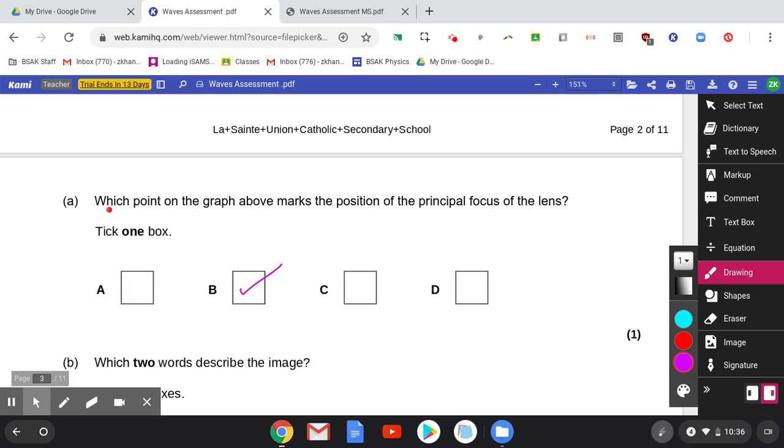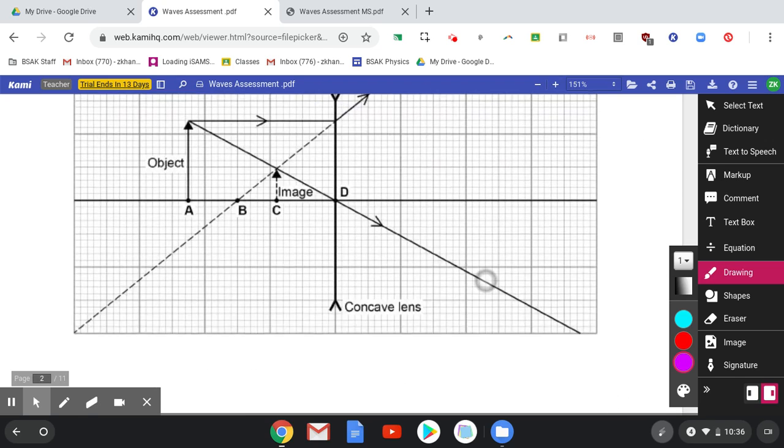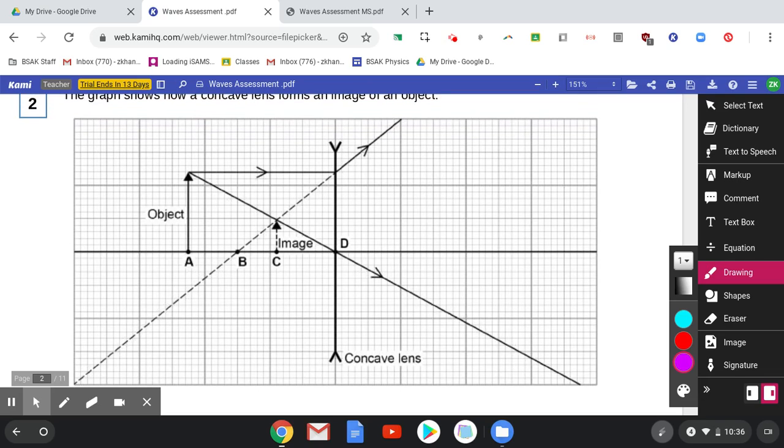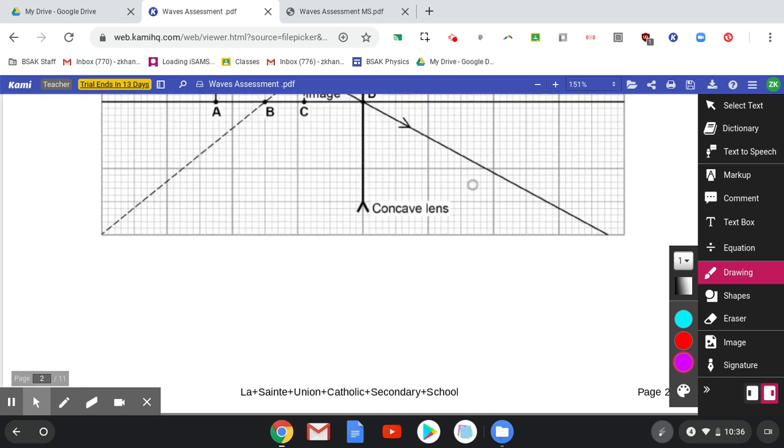So it says, which point on the graph marks the position of the principal focus? So where the light is refracting outwards on a diverging lens, on a concave lens, that ray actually extrapolated back crosses this line here, which we call the principal axis. It will cross the principal focus of that lens. So it's point B.